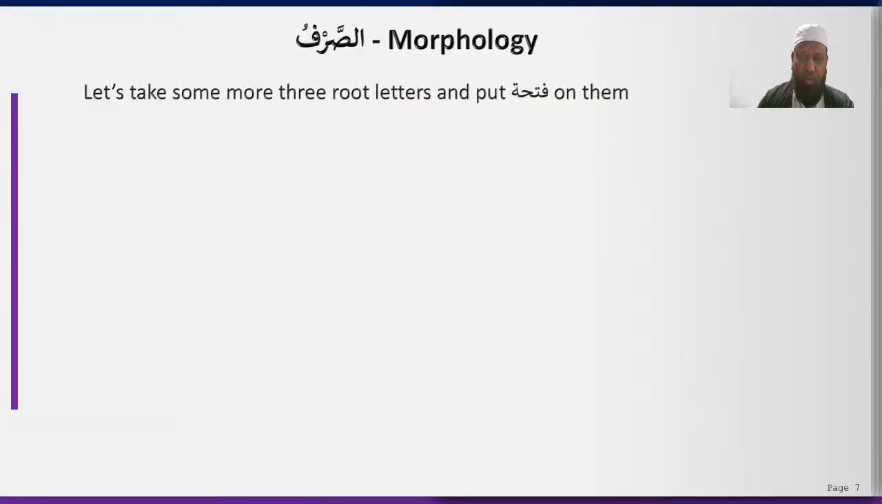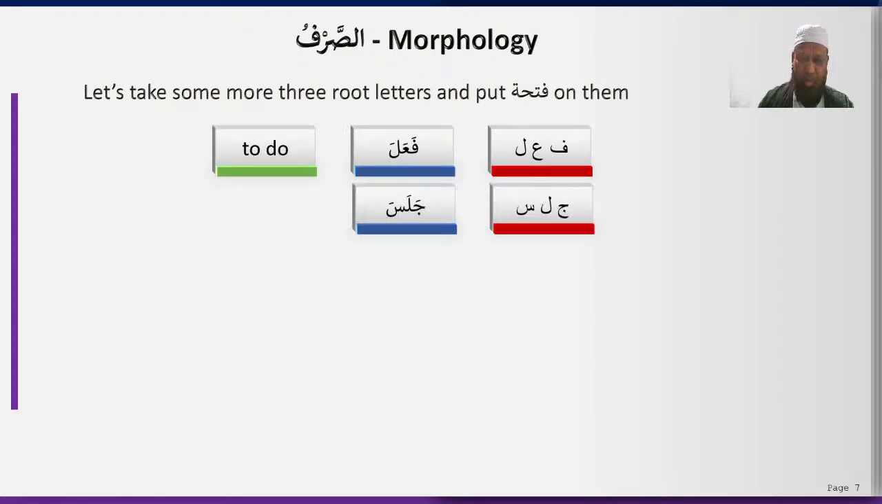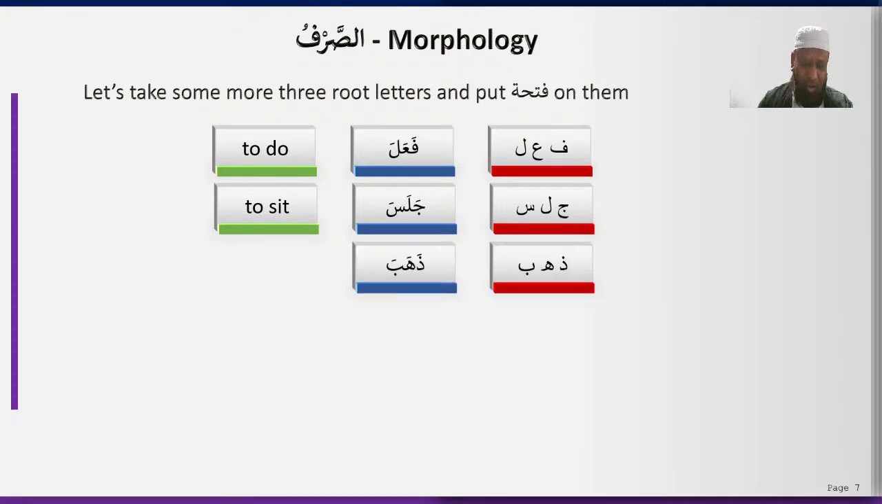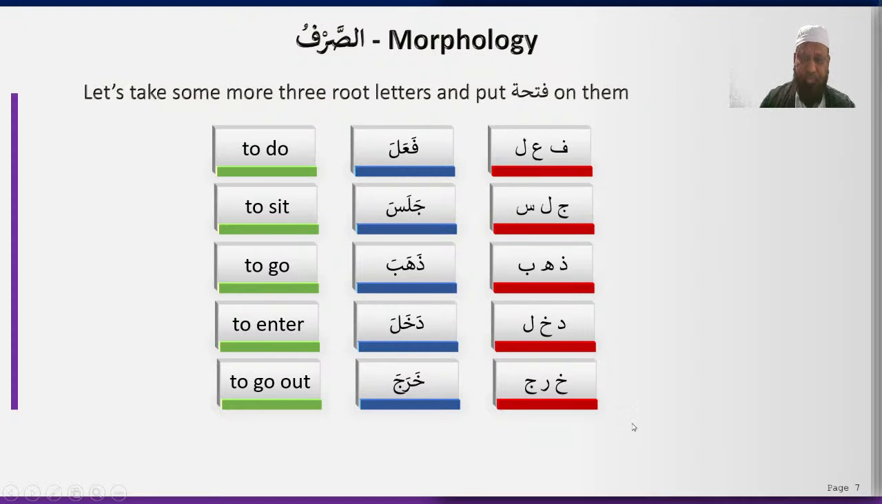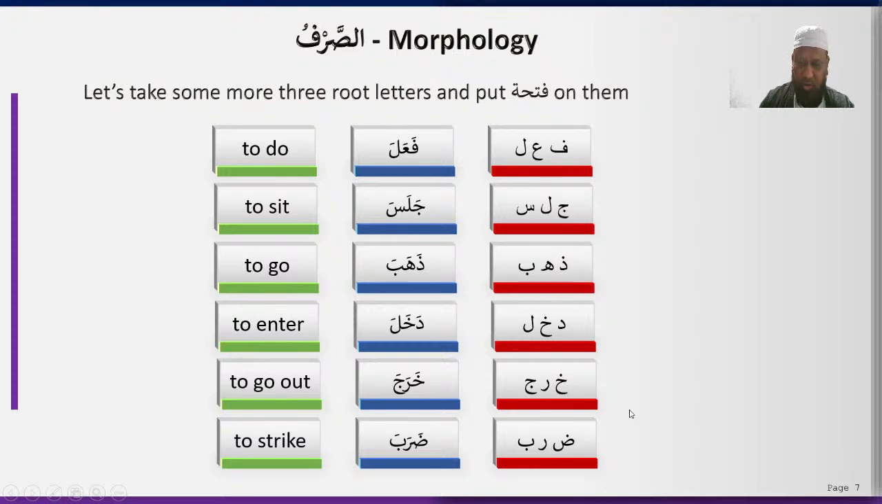Now let's take more root letters. These are the root letters, and we put fatha on all of them. We have a fi'l. So the first one, fa'ala, means to do. Jalasa, to sit. Dhahaba, we're putting fatha on all three letters. Dhahaba means to go, dakhala to enter, kharaja to go out. Another one, daraba, to strike or to hit.